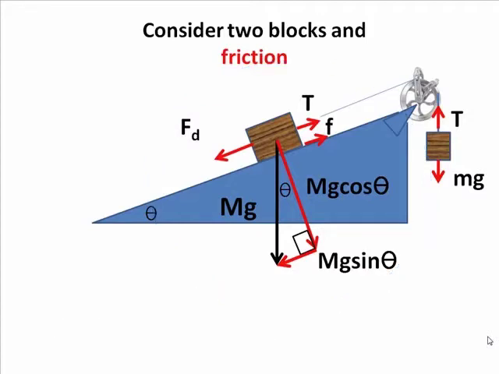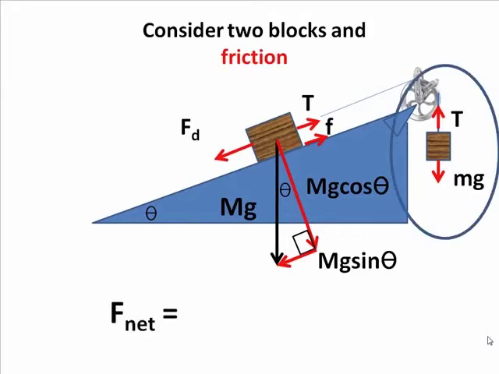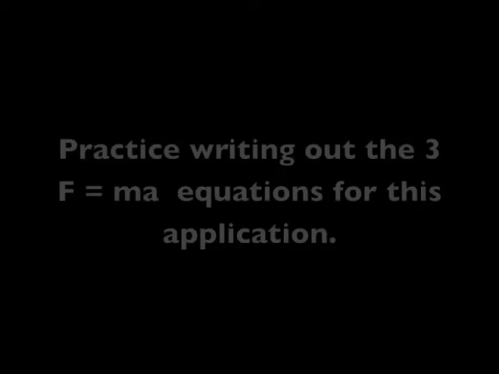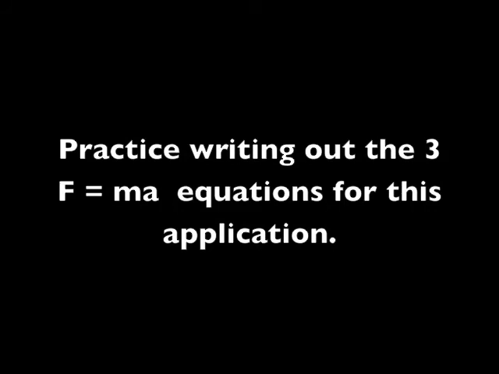Now we look at little mass m. This one's real easy. The larger force causing the acceleration is the tension, so the net force will be big T minus little mg equals little ma. You need to look through this, practice it, and here's what I suggest. What you need to do is practice writing out the three F equals ma equations for this application. Do it over and over until you can do it with ease.